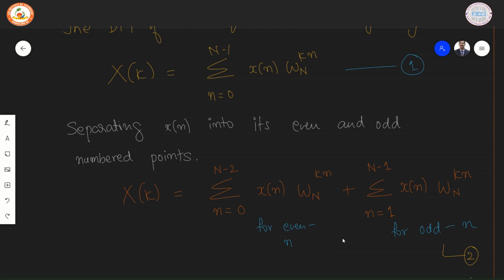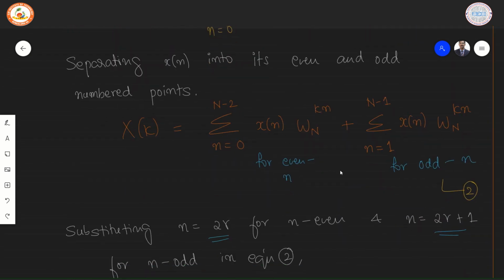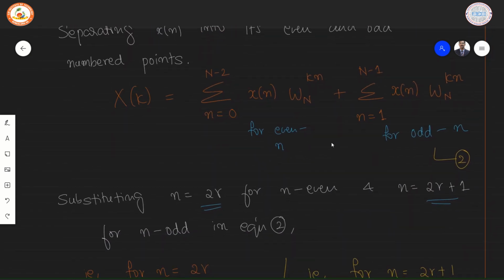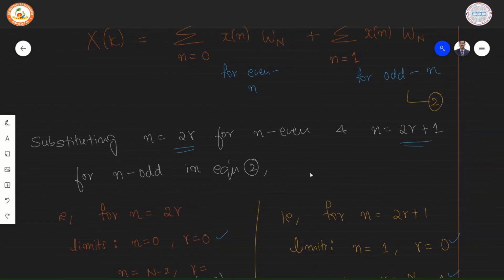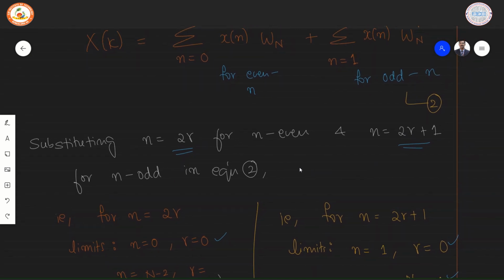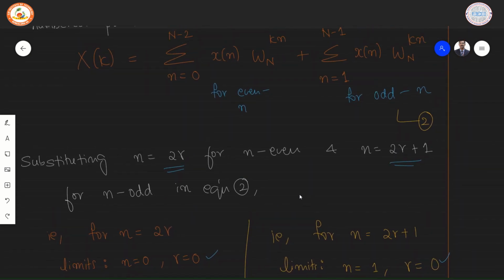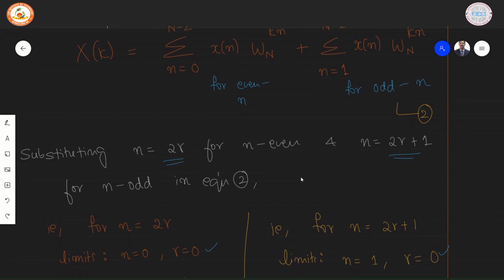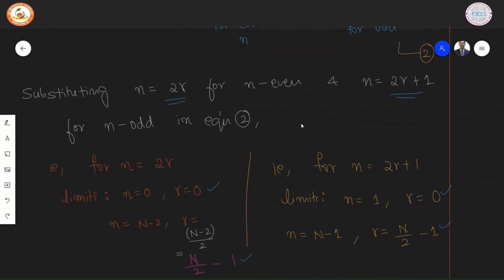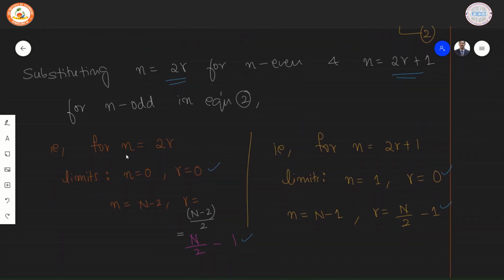Now, let us change the form of this particular equation. To represent even numbers, we substitute n is equal to 2r, and to represent odd numbers, we substitute n is equal to 2r plus 1. Making these changes in the equation 2 requires us to recalculate the limits because we are substituting for the value of n. n is going to be replaced with some quantity, that is r. Therefore, we can compute the limits as shown here.